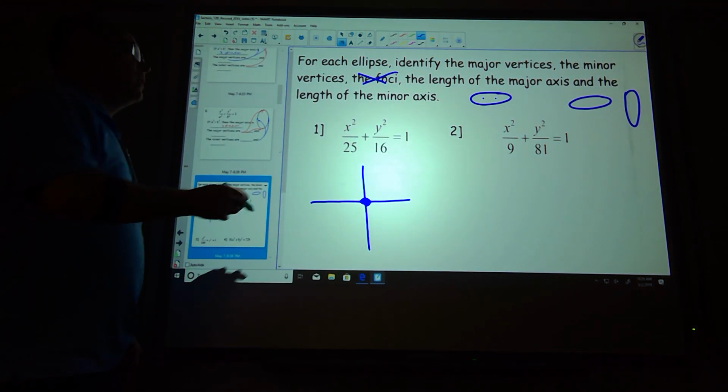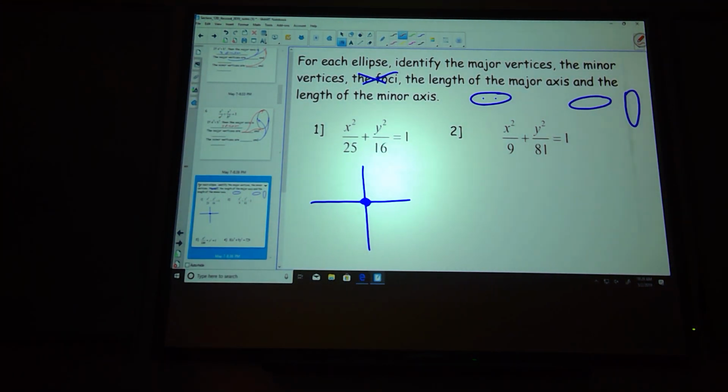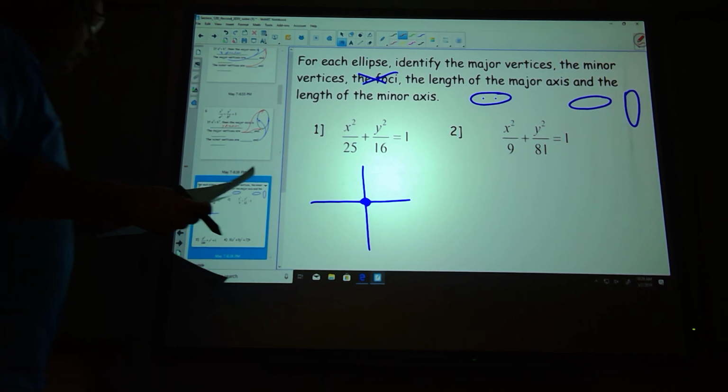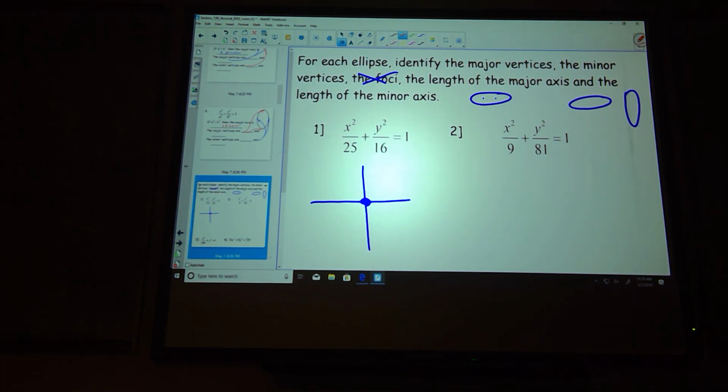What direction is my major axis going to be? In the x direction or in the y direction? It's in the x direction. Why is that? Because the value underneath x squared is larger than the value under y squared. I promise this is easy.